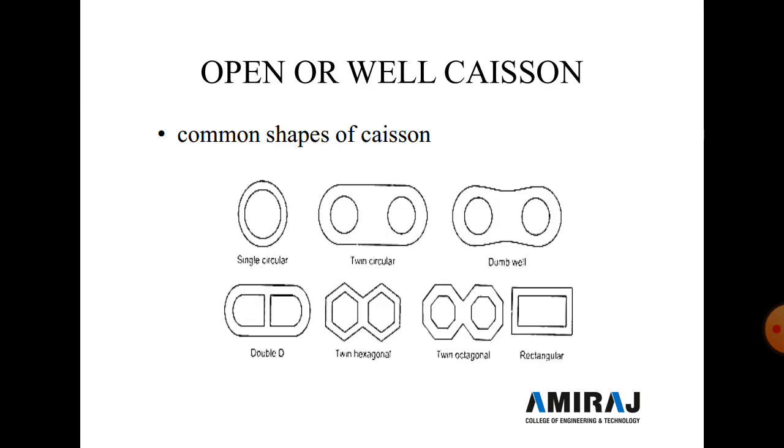Now here some of the shapes of the caisson are given. For the open or well caisson: singular circular shape, twin circular shape, dumbbell shape, double D shape, twin hexagonal shape, twin octagonal shape, and rectangular shape.